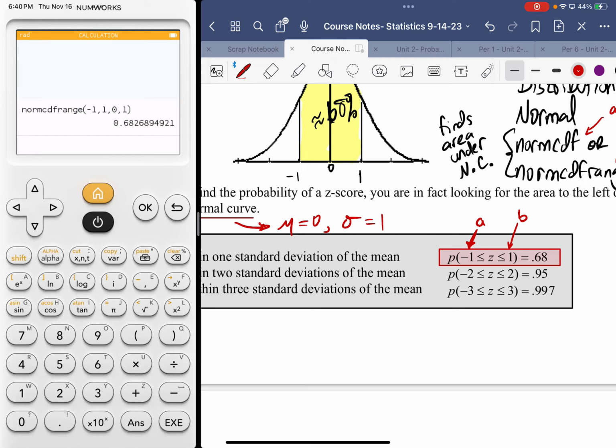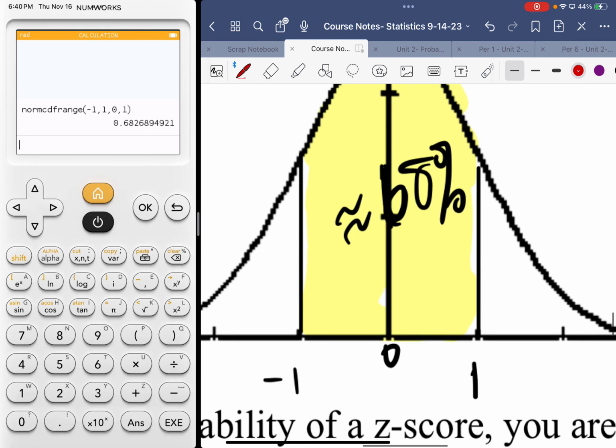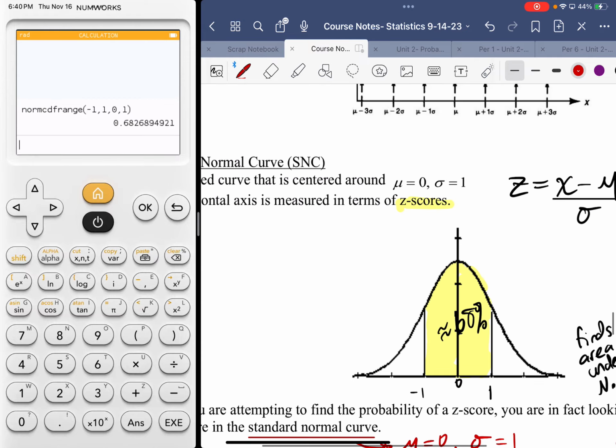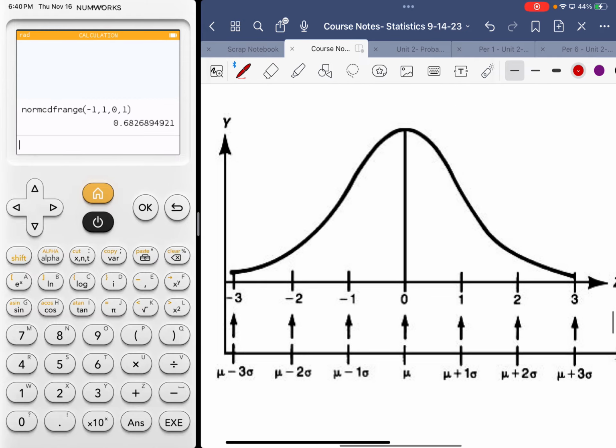If you have 100 students in a class, 68 of those students would be within one standard deviation of whatever the class mean was. All right. And so they would assign it. I'll do it on this diagram here.